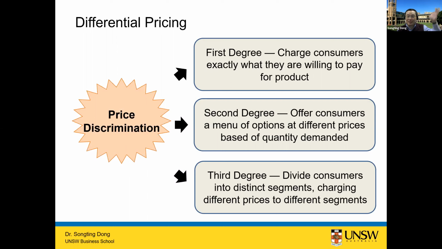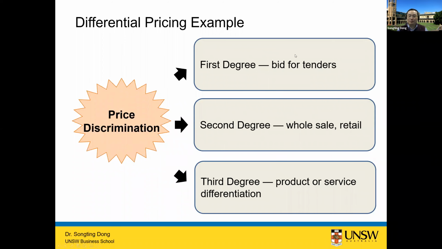Our roof got damaged. I need to get it fixed. So we are all in this room, bidding for a tender to fix the roof. In that case, I will ask now, here's a tender, how much would you like to offer? Here, 500, great.